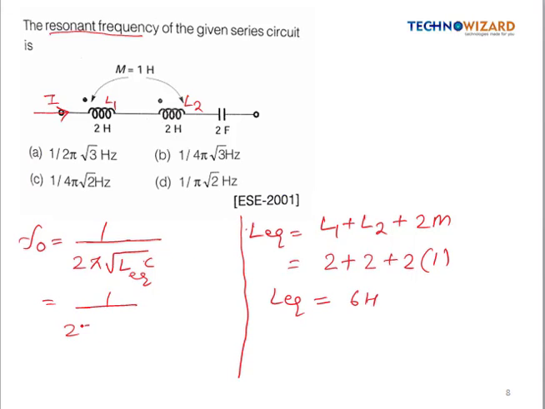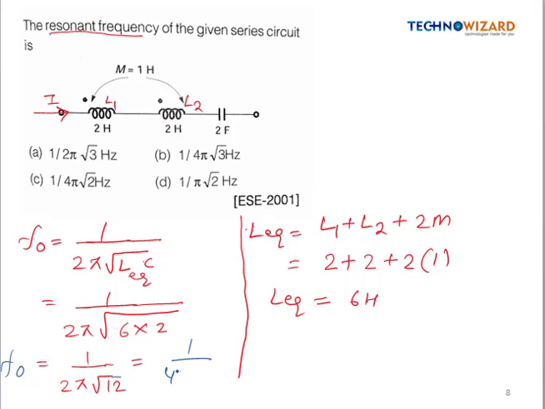It will be 1 by 2 pi root of L equivalent times C, where L equivalent is 6 and the C value is 2. So this is equal to 1 by 2 pi root 12. This is f naught. Root 12 is 2 root 3, so it will be 1 by 4 pi root 3 in hertz, right? So option B is correct.